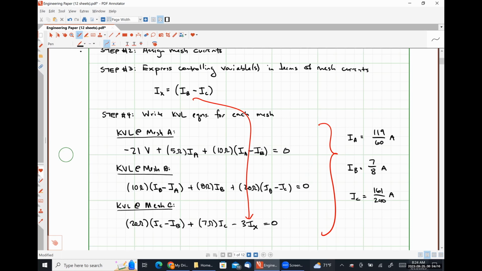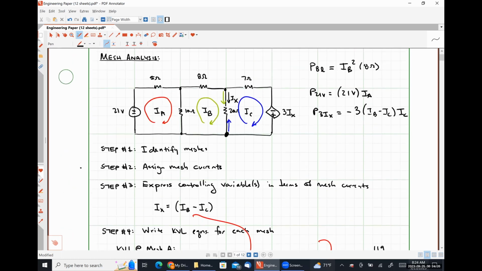Any questions about this mesh analysis procedure here? Hopefully some of you may have noticed that the circuit that we analyzed only contained voltage sources, right? So now we need to figure out what falls apart when current sources are included.